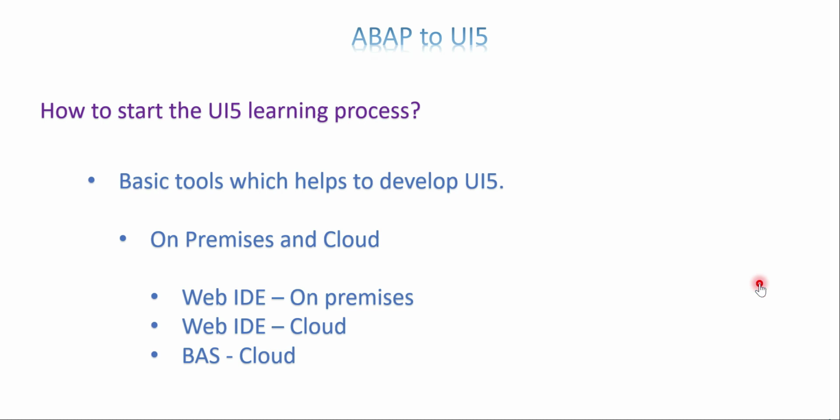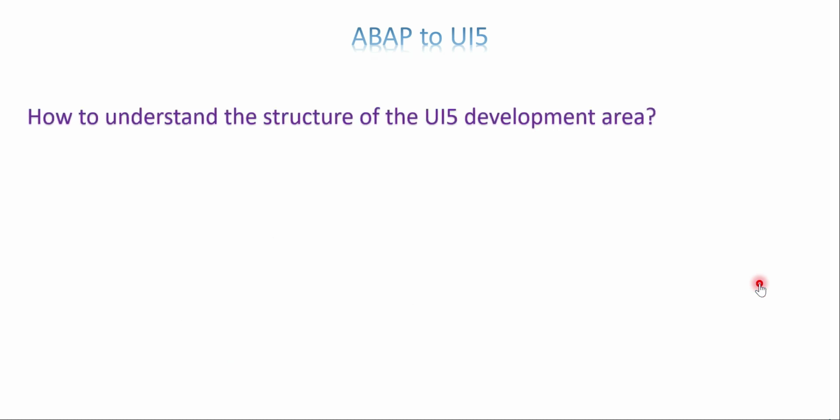That's why we're going to start with WebIDE. Okay. And then the structure of the UI5 development area. So it's MVC, it's Model View Controller. It's a very basic design when it's about MVC. In Brand Pro also we can have this one. So we have a model, you have a view and a controller.